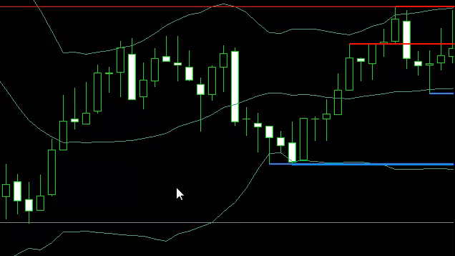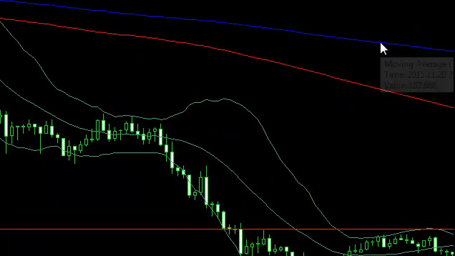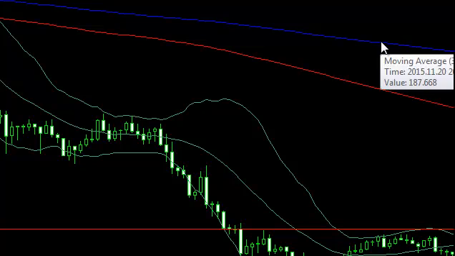Here's another example. This is the pound Japanese yen, also the 5-minute time frame. If I zoom out, you can see this is a clear downtrending market, so you will look for opportunities to place a put option, which is the red line.